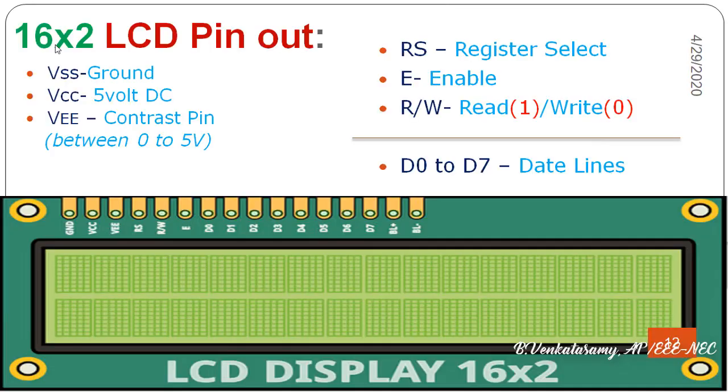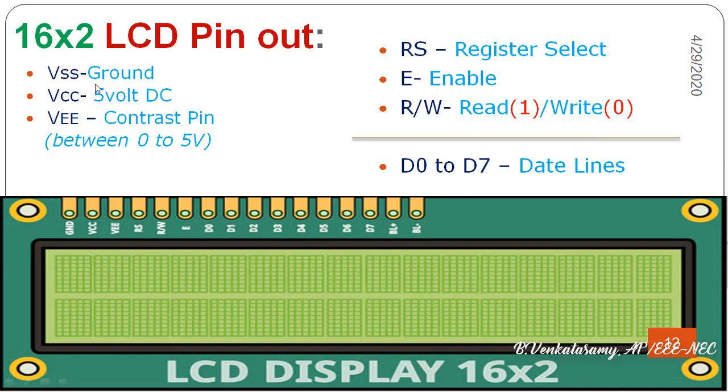So first we start with the LCD pinouts and its signals. We are going to see the 16x2 LCD. What does 16x2 mean? There are 16 columns and 2 rows. Now we are going to see the signals. What are the pins used here?